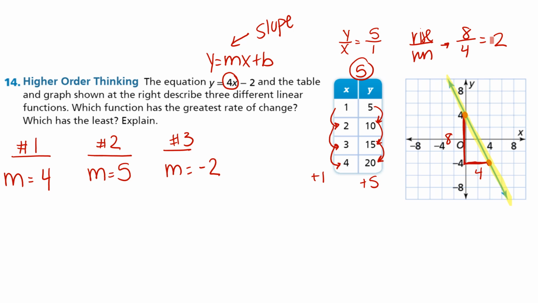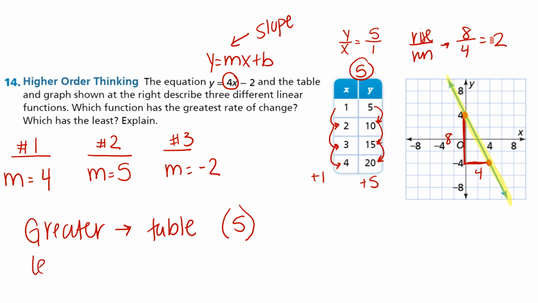So when looking at the question, which one is greatest, we can say that the table has the greatest slope, 5, and the problem with the smallest slope would be the graph, which is negative 2.